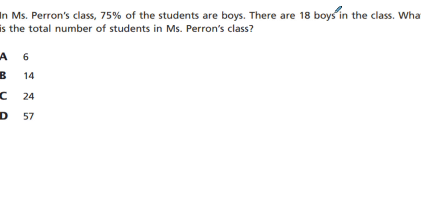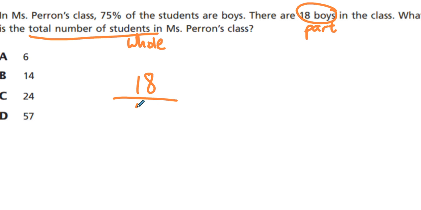Well, in this scenario, there's 18 boys. We're looking for the total number of students. Well, there's more students than boys. This is the whole that we don't know. This is the part that we do know. 18 compares to that part, this is the number of students, as 75 compares to 100.